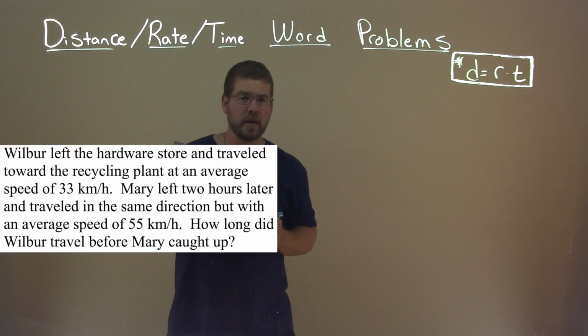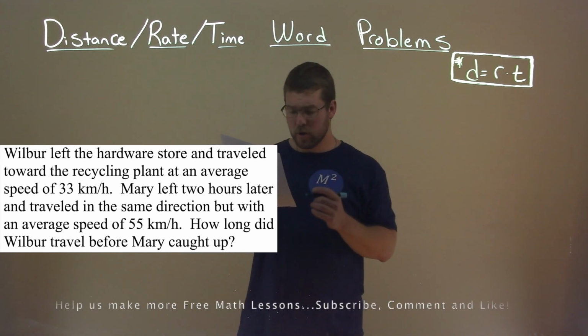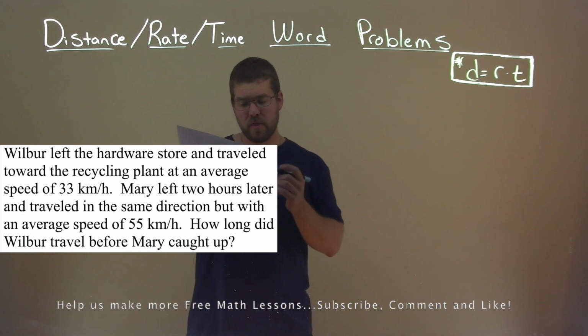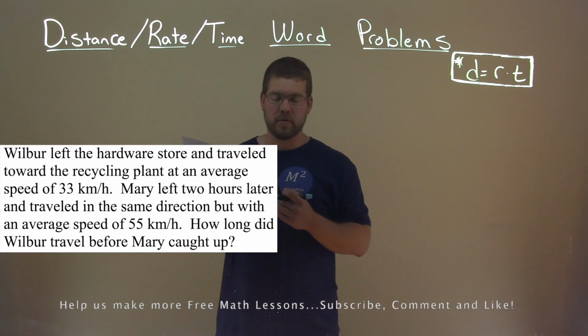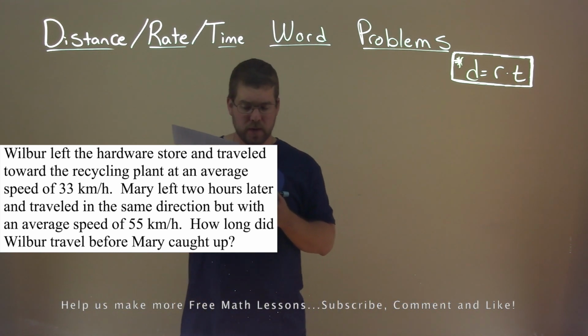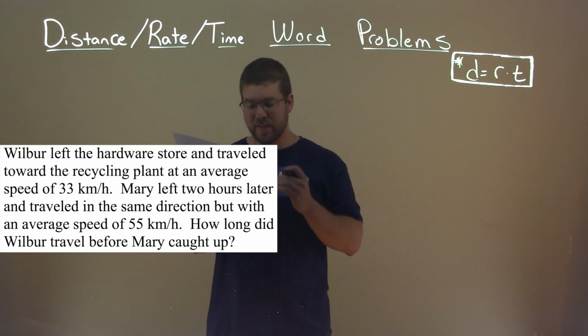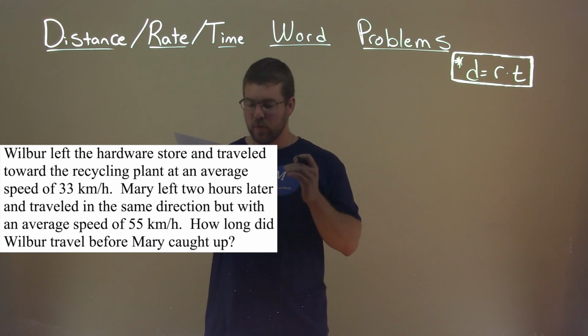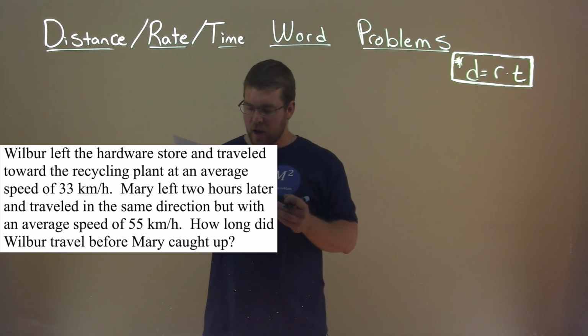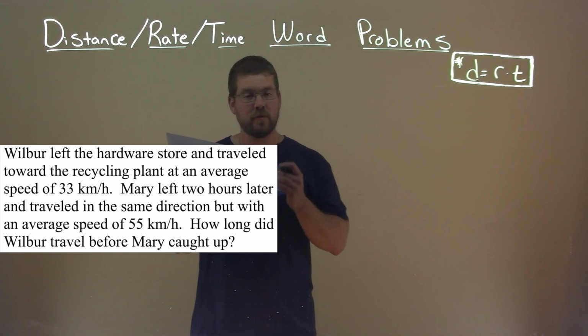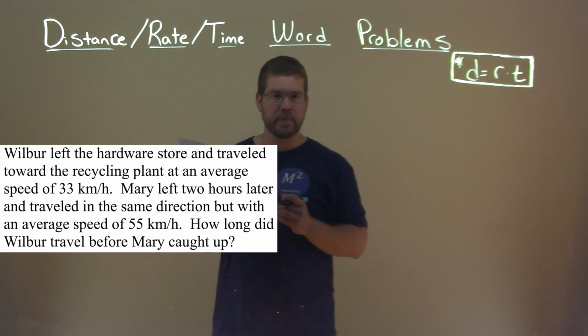We're given this problem right here. Wilbur left the hardware store and traveled toward the recycling plant at an average speed of 33 kilometers per hour. Mary left 2 hours later and traveled in the same direction, but with an average speed of 55 kilometers per hour. How long did Wilbur travel before Mary caught up?